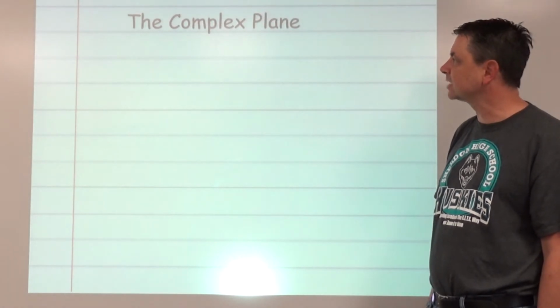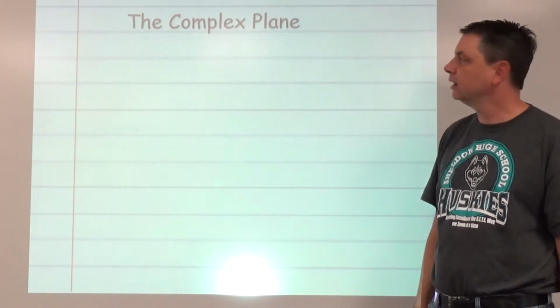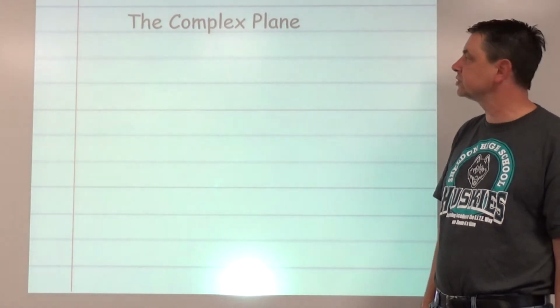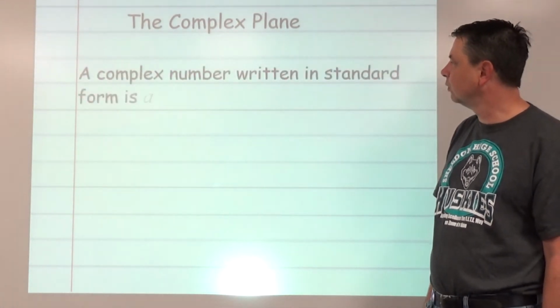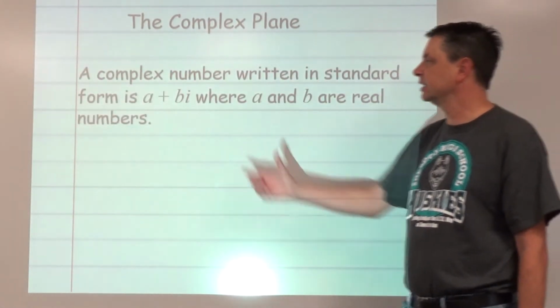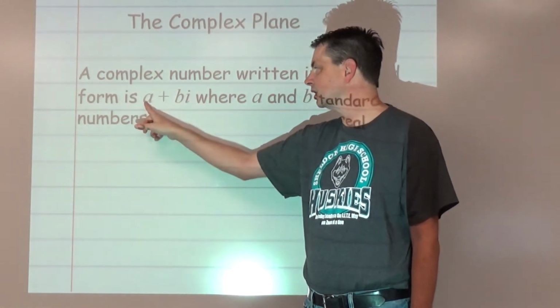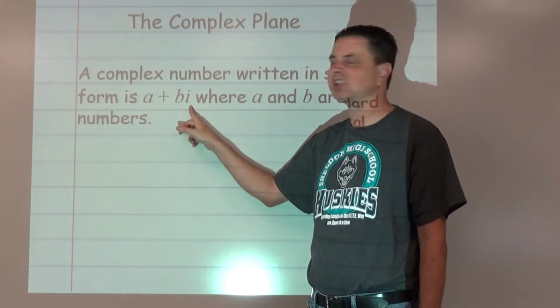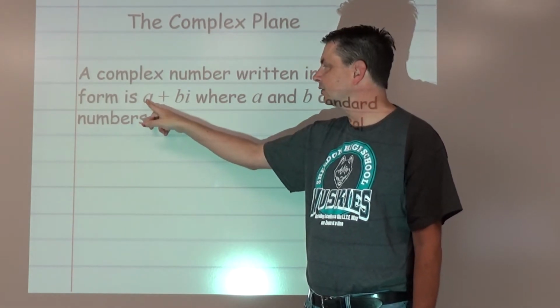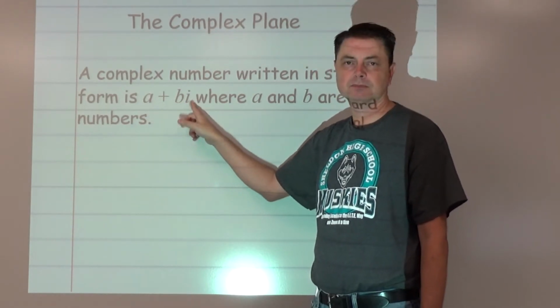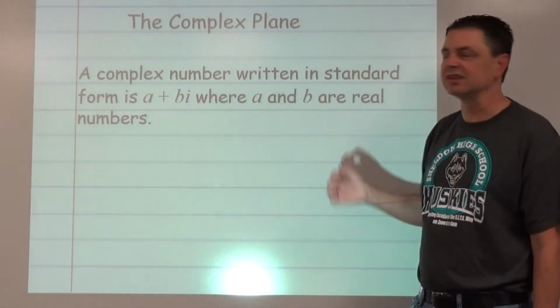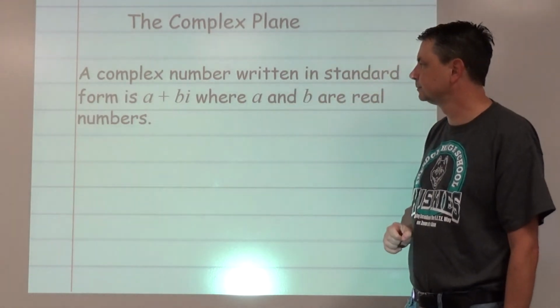All right, the complex plane. I'm going to start with complex numbers in standard form, which is a number that is written in this A plus BI form. Real number plus real number times I. So it might be -3 plus 5i. That's in standard form. If I comes last, that's in standard form.